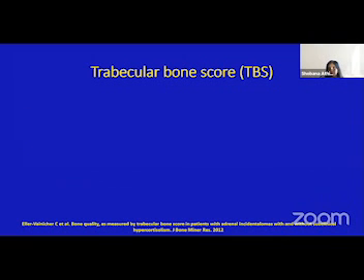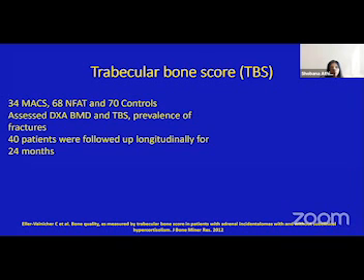Now, if bone mineral density score, once again, is not as sensitive, how do we fare with trabecular bone score? This is one of the largest studies, done again by the group in Italy, and they looked at 34 patients with MACS compared with 68 non-functioning and 70 controls. They looked at their bone density scan, trabecular bone score, and prevalence of fractures. And they had 40 of these patients followed up over a longitudinal period of 2 years.